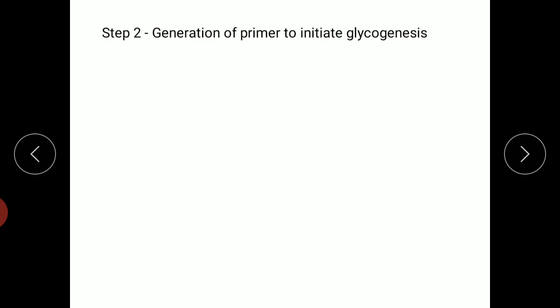Step 2 is the generation of primer to initiate glycogenesis. Even though activated, the UDP glucose cannot combine together as such to form glycogen. UDP glucose will add only to a pre-existing glycogen moiety. If such a glycogen primer is not available, in the liver we have a protein called glycogenin. This glycogenin will autocatalyze addition of UDP to itself.